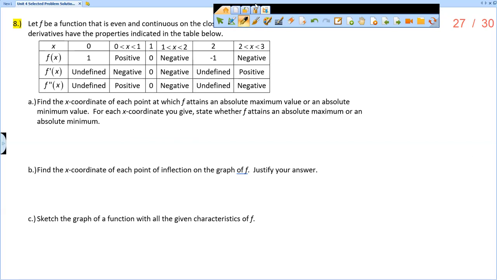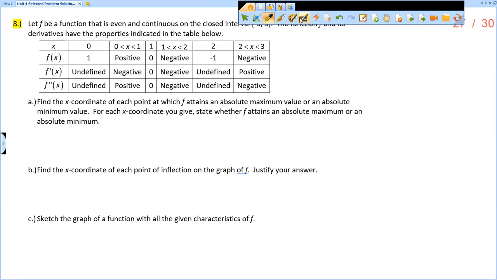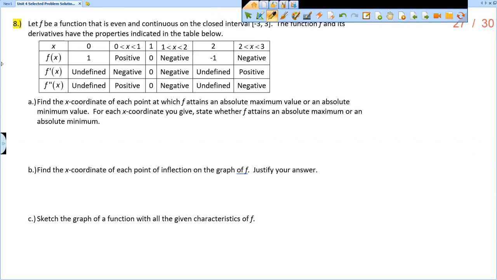This is the solution for Unit 4 review, problem number 8. All right, so it says let f be a function that is even and continuous on the closed interval -3 to 3. The function f and its derivatives have the properties indicated in the table below.